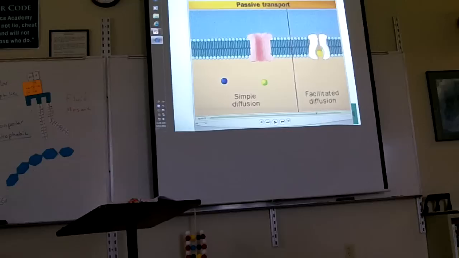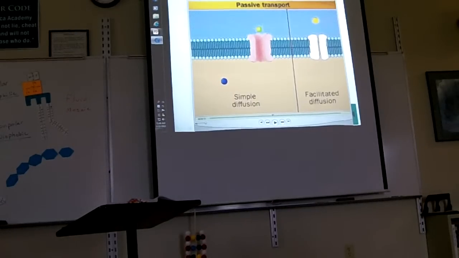It's fun to play with. See it going through? Sometimes the proteins will change their shape to let things through. But sometimes it's just a channel. It's just an open spot that anything can go through. This kind of protein right here is called a carrier protein that actually carries the thing through. It identifies it, and it'll only let it through if it's the right shape.